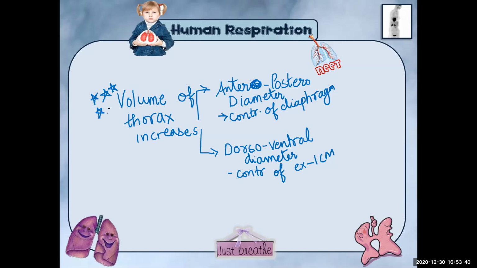So during breathing, the volume of the thorax increases in the antero-posterior diameter and in the dorso-ventral diameter. Antero-posterior diameter is increased because of contraction of diaphragm. And dorso-ventral diameter is increased because of contraction of external intercostal muscles.